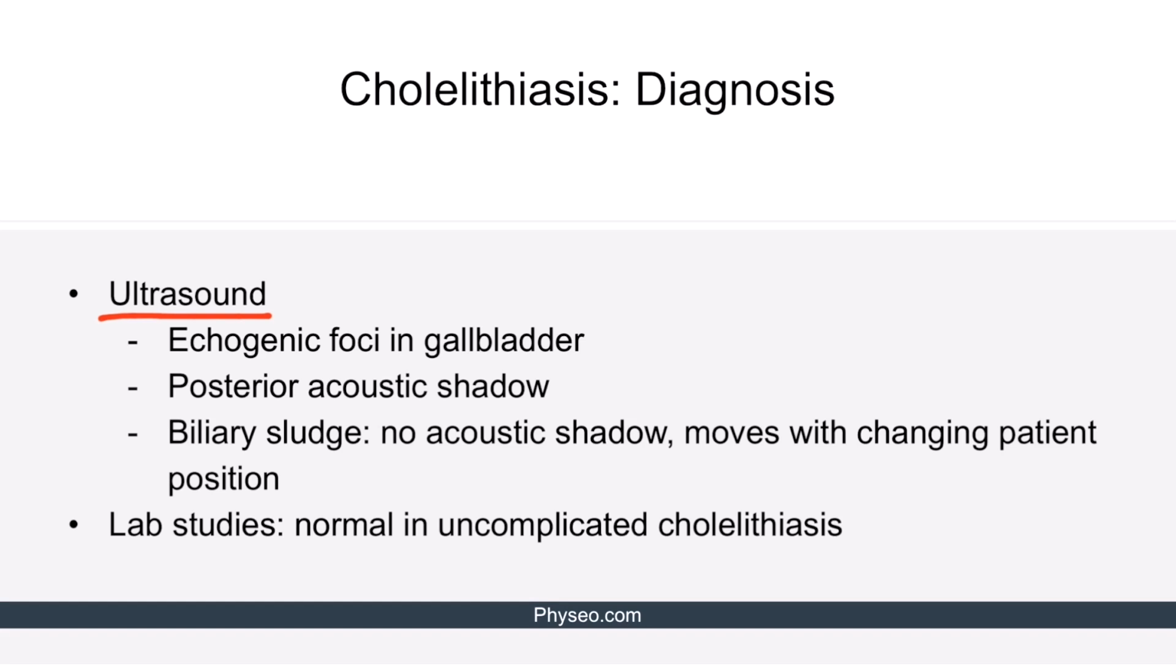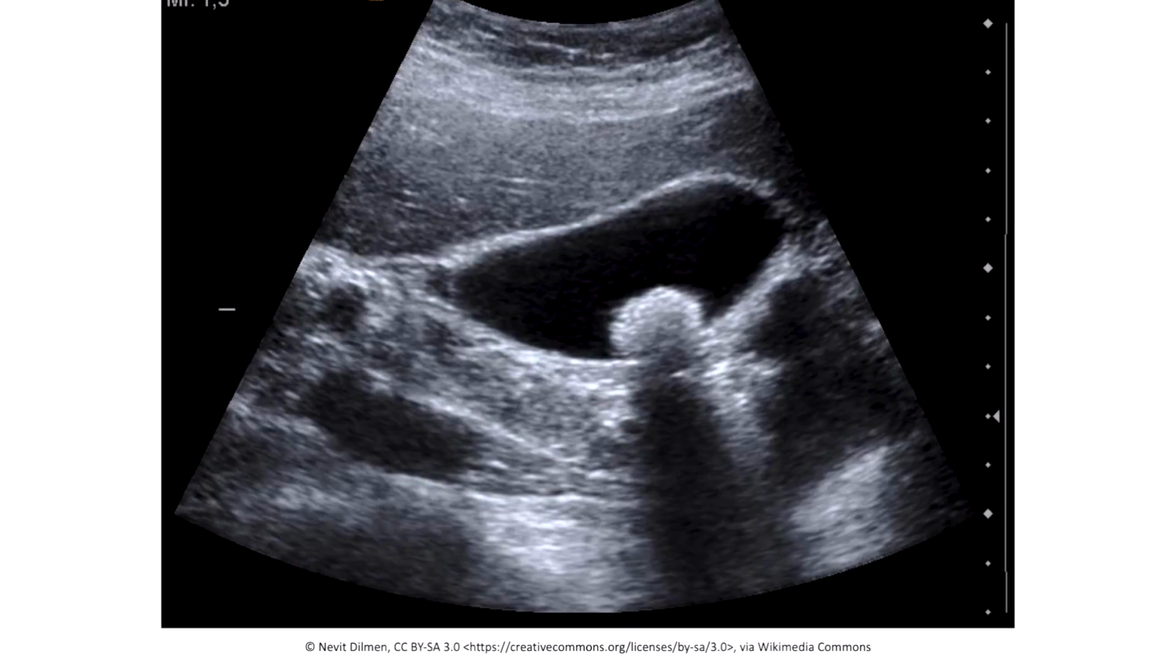Ultrasound findings suggestive of cholelithiasis are the presence of echogenic foci within the gallbladder, a posterior acoustic shadow, and the presence of biliary sludge. On ultrasound, biliary sludge appears as an area with no acoustic shadow that moves as the patient changes position. Lab findings are usually normal in uncomplicated cholelithiasis. This is an ultrasound image showing gallstones. Notice the posterior acoustic shadow that lies beneath the echogenic stone.